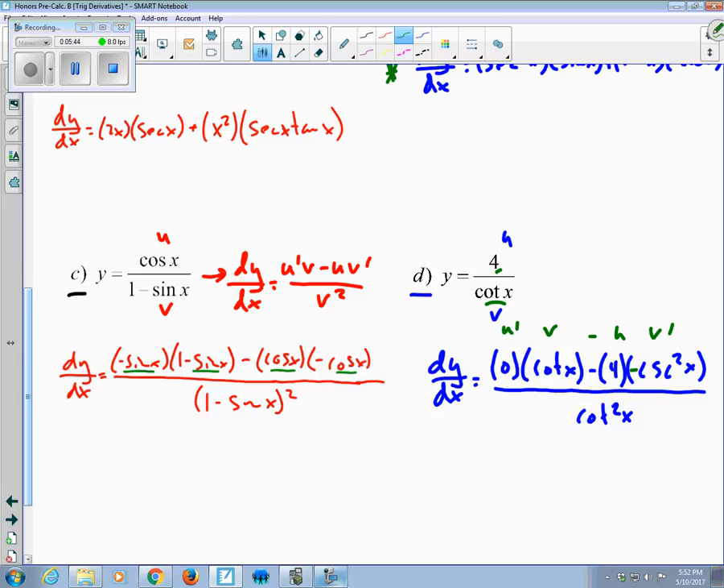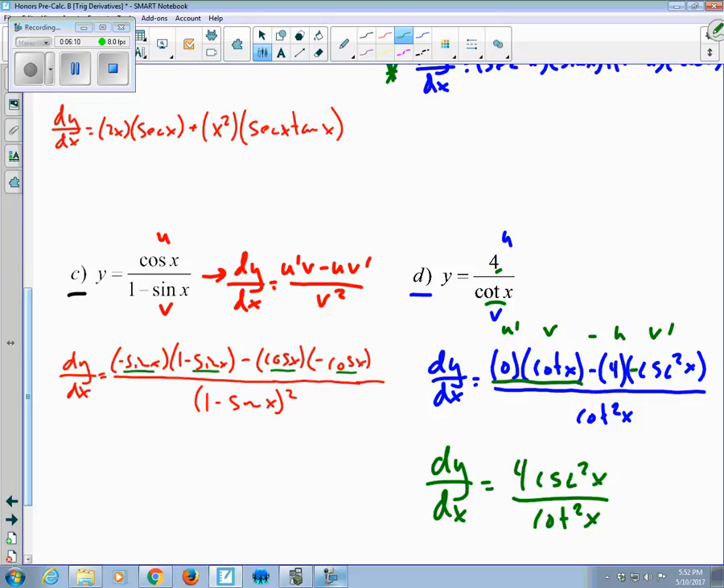squared x. Now, we really should simplify this because this first term is just going to go away, since we're multiplying by 0 in that first term. So in simplifying this, we can call this dy/dx equals, and then right here we would have just our negative 4 times the negative cosecant squared, so that's going to be 4 cosecant squared x over cotan squared x.